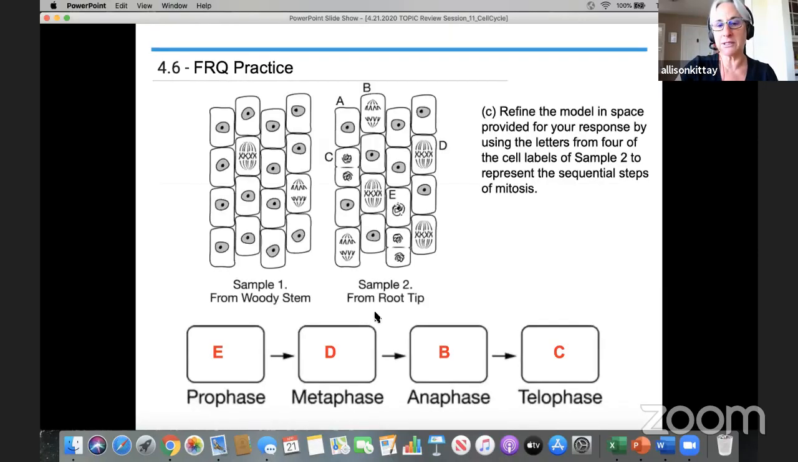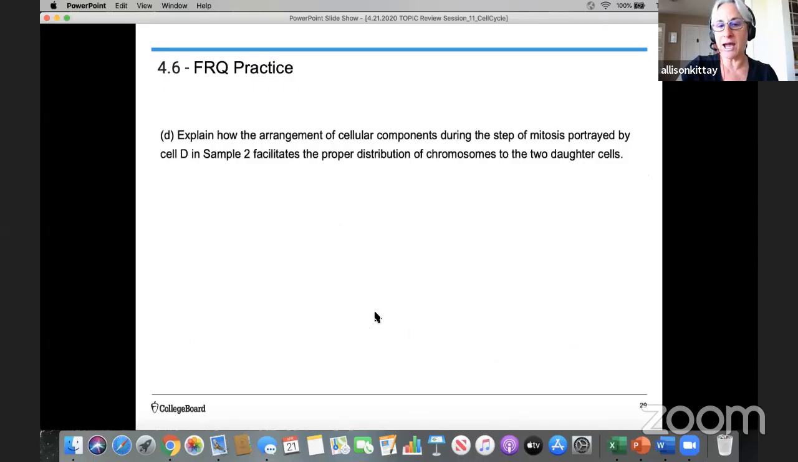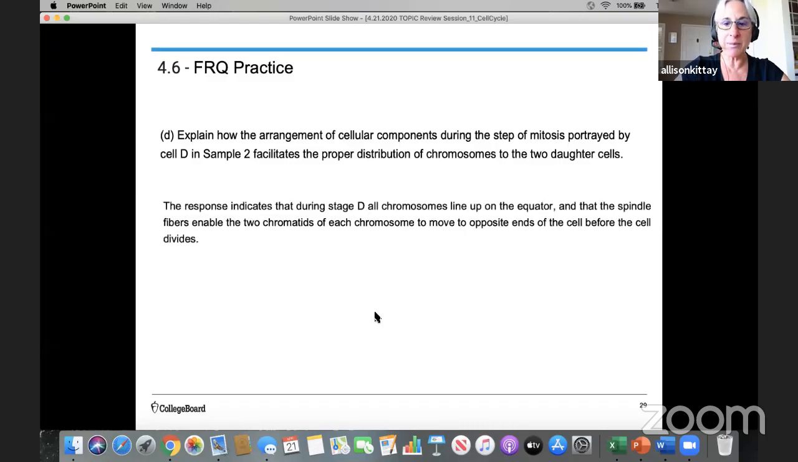So let's go back and look at cell D. Cell D is metaphase. So they are asking you to describe what is going on in metaphase to make sure you get the correct distribution of chromosomes in those new daughter cells. So hopefully remember our conversation about the spindle microtubules. And what happens is that we need to make sure we discuss the fact that those chromosomes are lining up across the equator and that the spindle fibers enable the 2 chromatids of each chromosome to move to opposite ends of the cell before the cell divides. And that ensures the correct complement of chromosomes in each new cell.